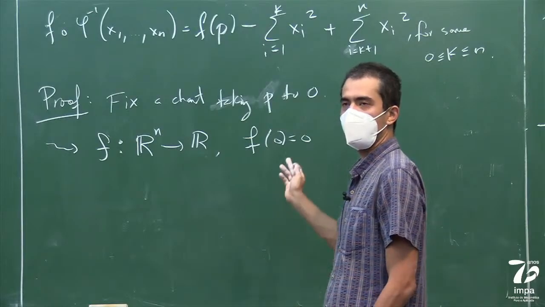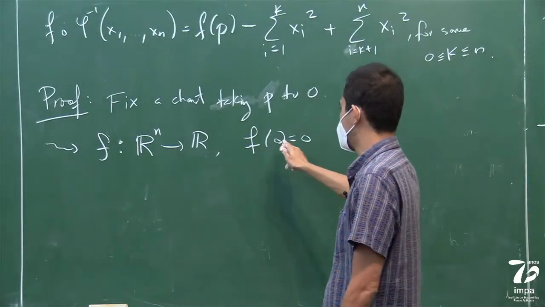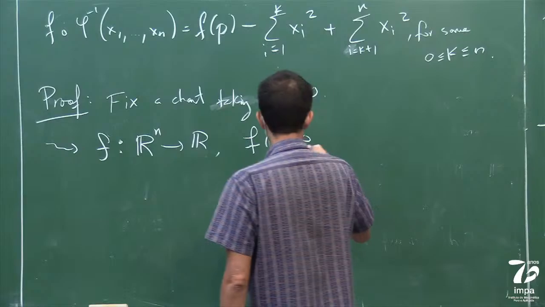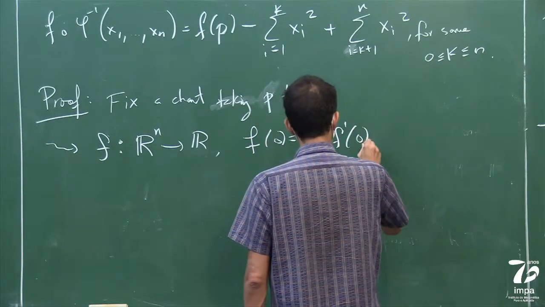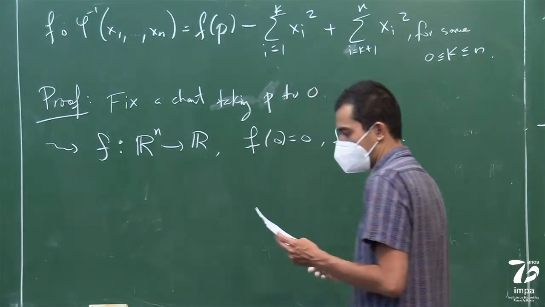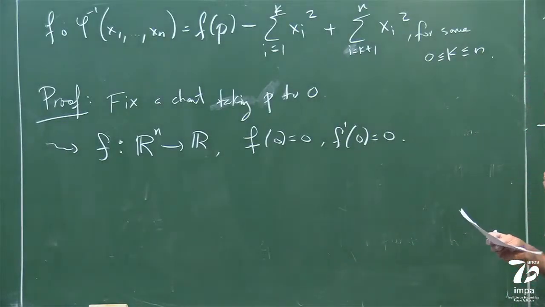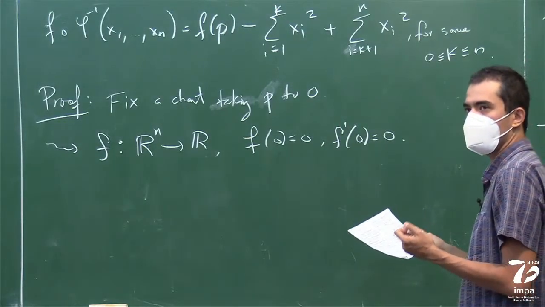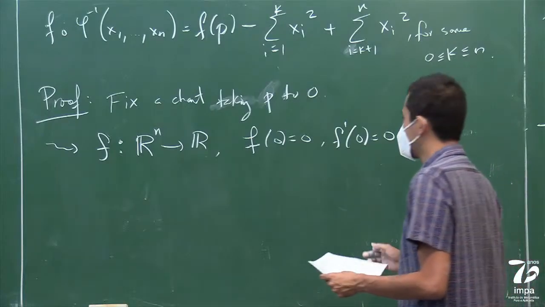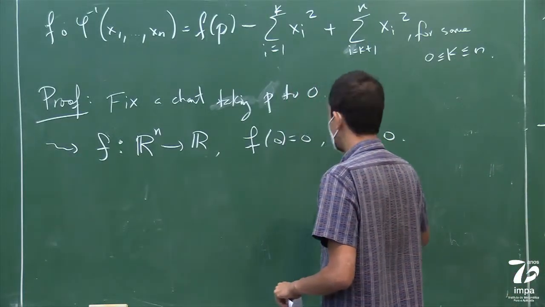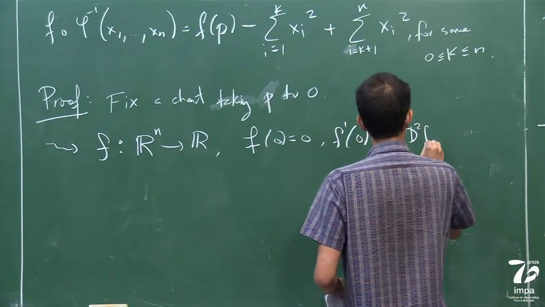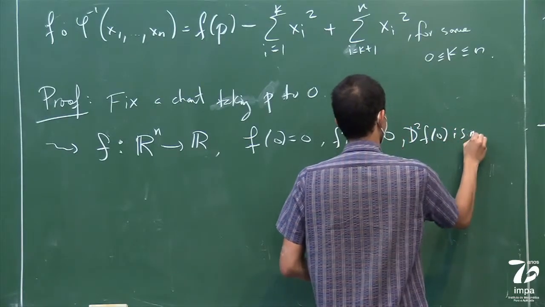And 0 being a non-degenerate critical point, f of 0 is 0, and we also know that f prime of 0 is 0, because it's a critical point. So this is sort of the gradient, if you want. And then we're also assuming that the second derivative is non-singular.